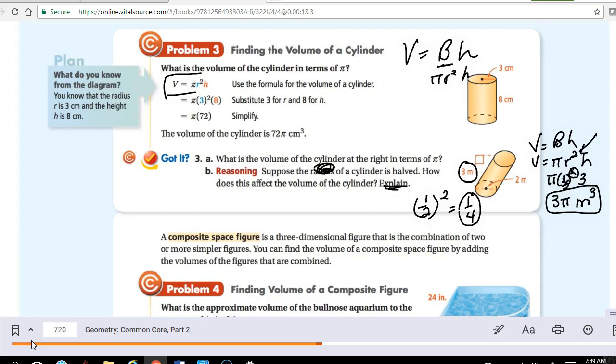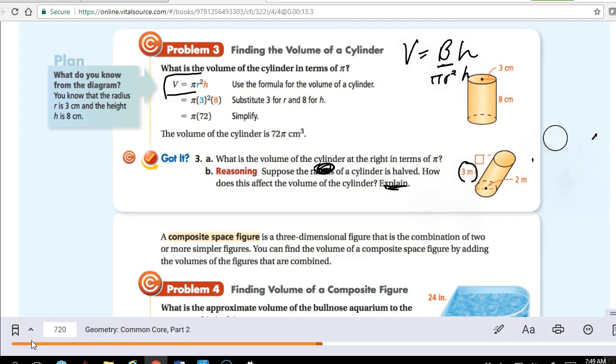When you take half of the radius, you would really be taking 1/4 of the overall volume, only because in the formula the radius gets squared as part of the overall formula. Okay? Best of luck.